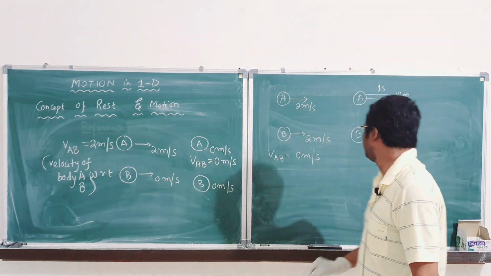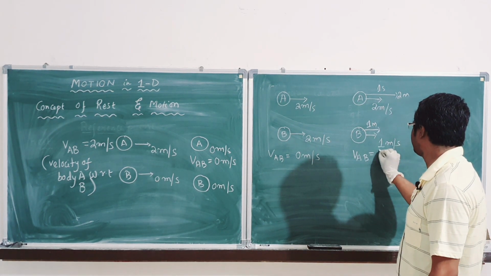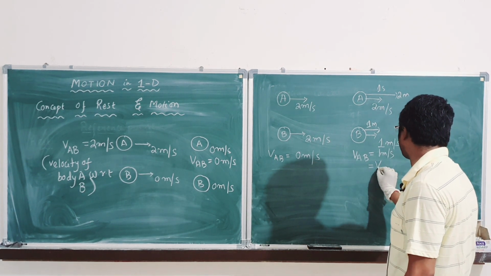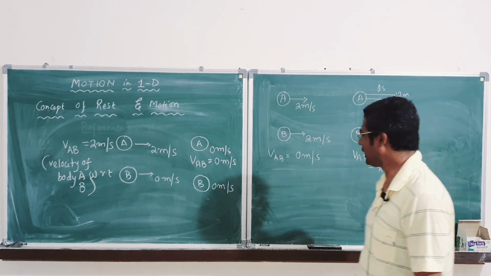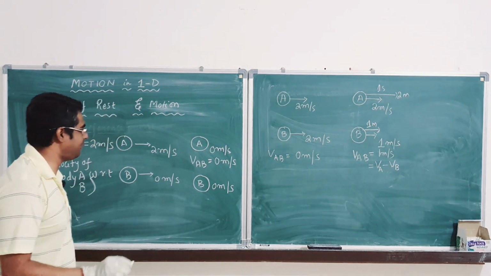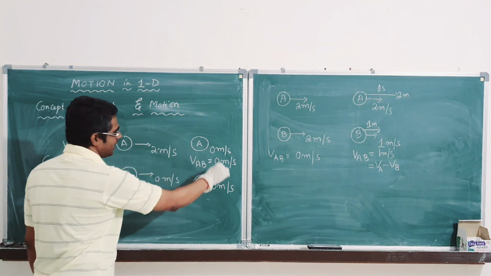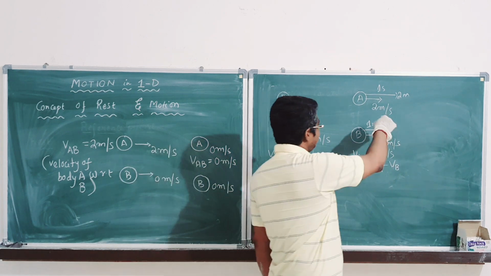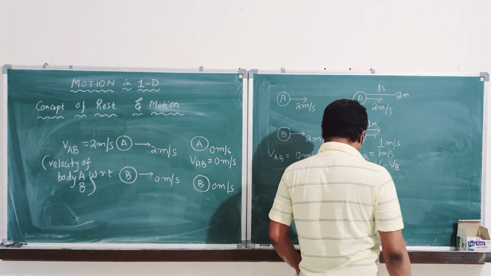So VAB is 1 meter per second. How did I get this? I get this by this formula, VA minus VB. Right? You can use this formula anywhere. Wherever we have calculated VAB, everywhere it will work. Here VA minus VB 2 meter per second, VA minus VB 0 meter per second, VA minus VB 0 meter per second, VA minus VB 1 meter per second. Clear? So done a lot of things.